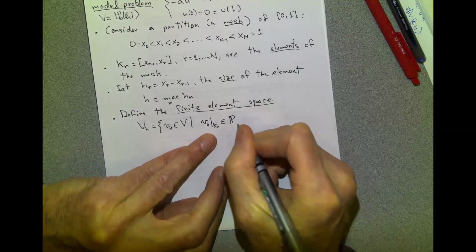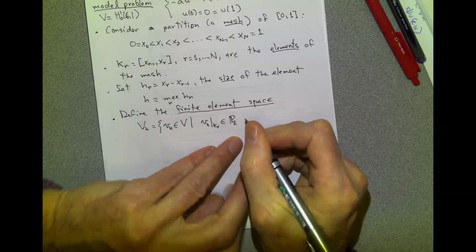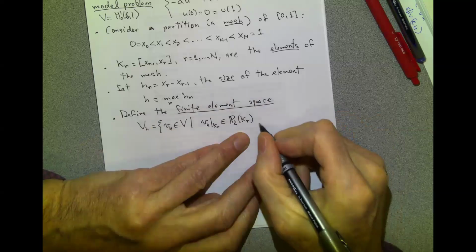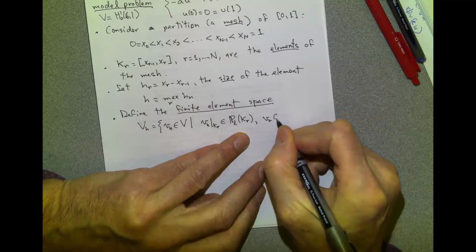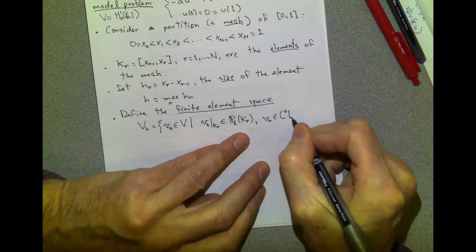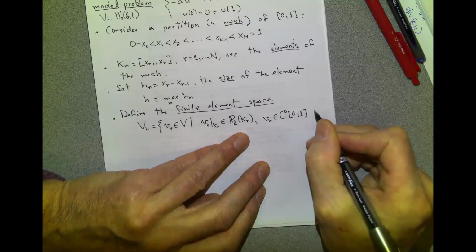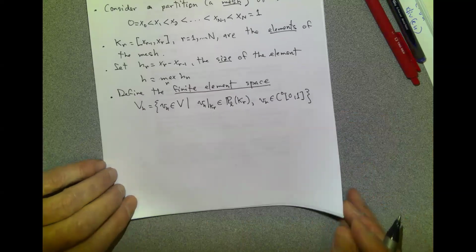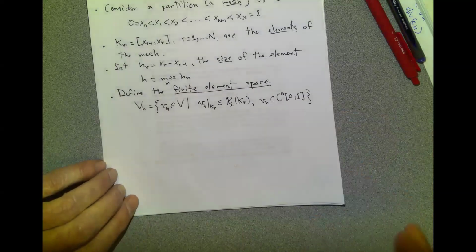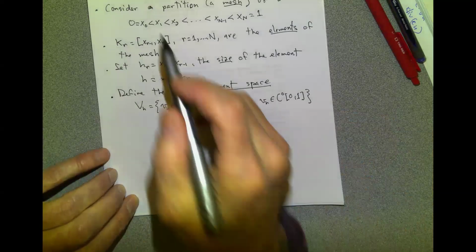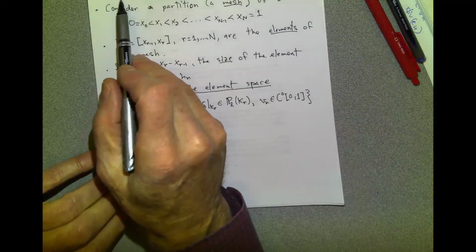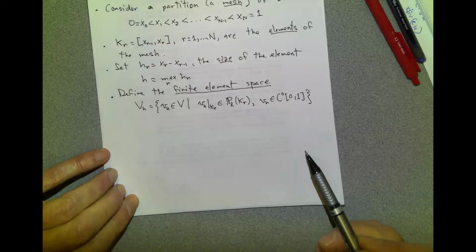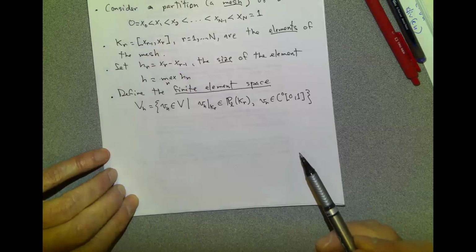I'm going to set polynomial like that, P_L on the element KR. And then I want the function VH to belong to C0 of the interval 0,1. I said last time that I wish to have functions that are continuous. There are discontinuous finite element methods, but in 1D, I know that H10 is embedded continuously in C0 of 0,1. So that's a natural choice to pick functions that are continuous.